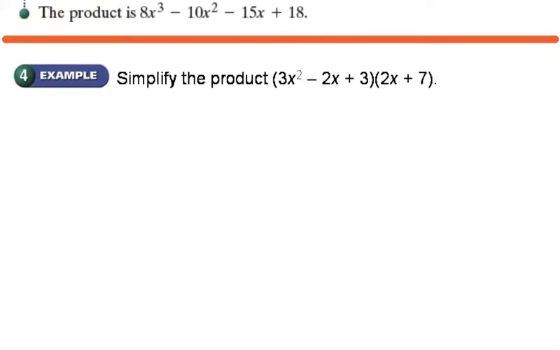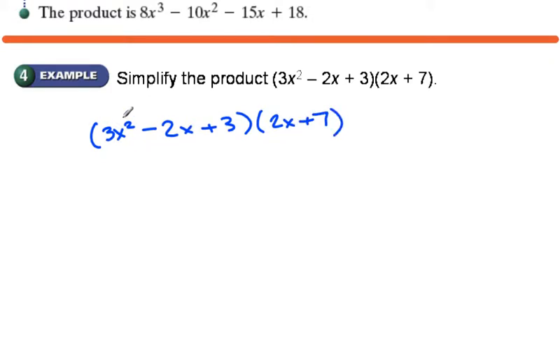Now, there is a vertical method and a horizontal method. I have always done the horizontal method. I have tried teaching the vertical method, and it was okay, but I think I'm just so ingrained with doing the horizontal that that is where my expertise lies, if you will. So I'm going to show you that one, and if you want to see the vertical method, we can do that in class, or if I have time, we can do it here, okay? All right, so we are going to do 3x squared minus 2x plus 3 times 2x plus 7.